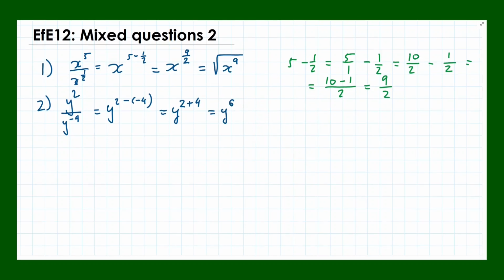So here's a little trick. If you have a negative exponent in the denominator, that's going to turn into a positive exponent in the numerator.